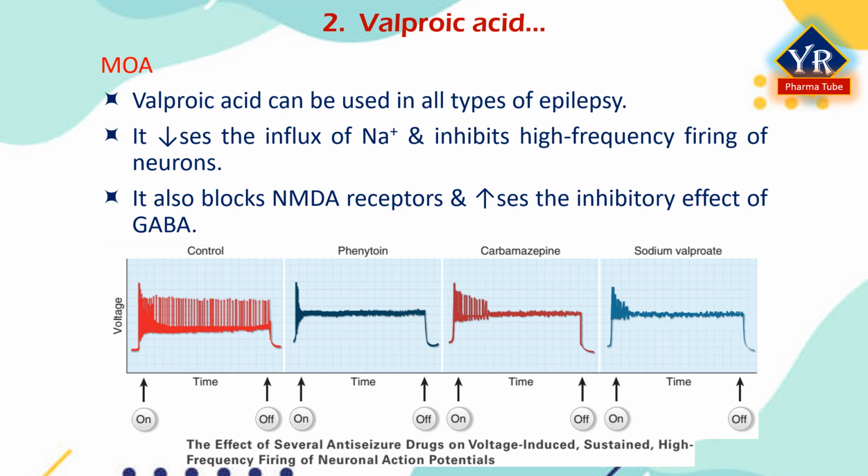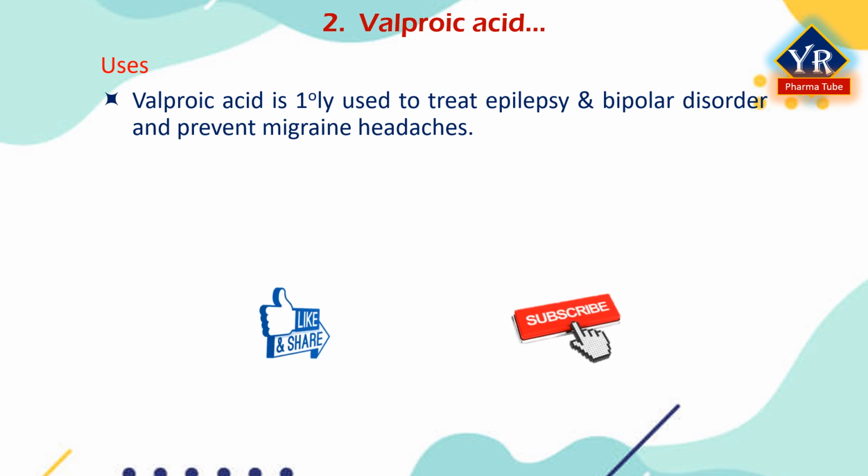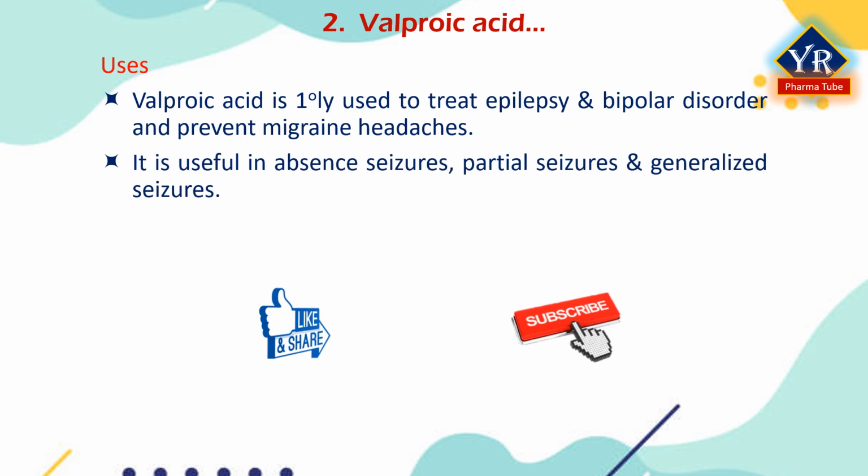Valproic acid administered alone produces very little sedation. Valproic acid and its derivatives are the medications primarily used to treat epilepsy and bipolar disorder and prevent migraine headaches. They are useful for the prevention of seizures in those with absence seizures, partial seizures, and generalized seizures. They can be given intravenously or by mouth, and the tablet form exists in both long and short-acting formulations.